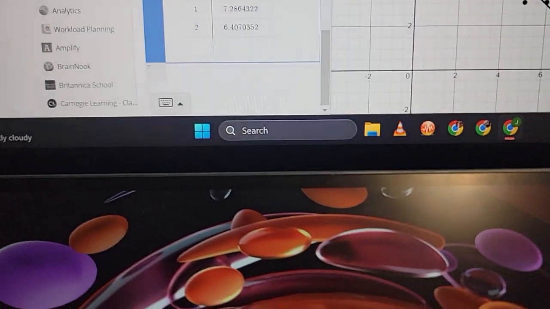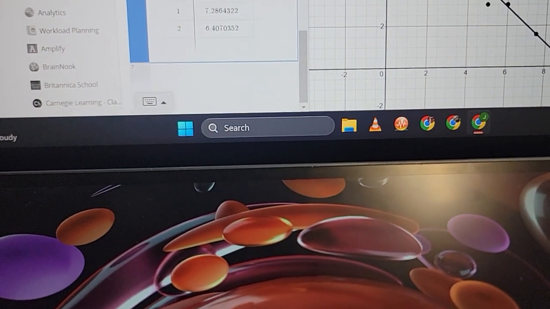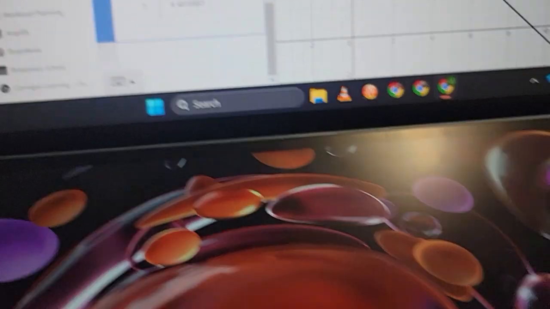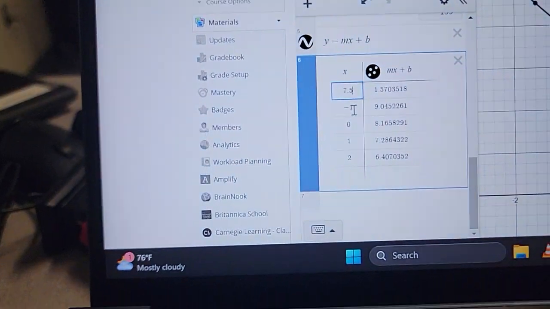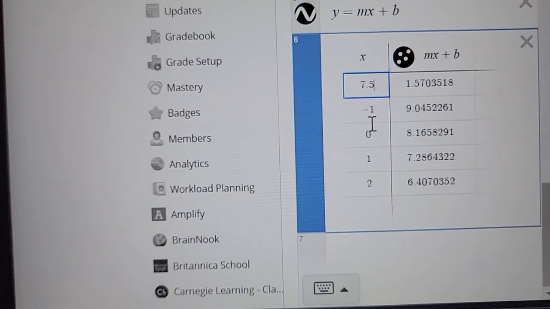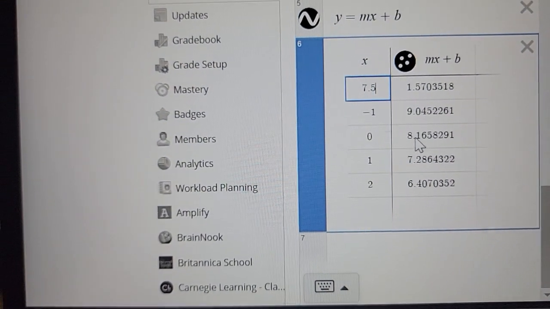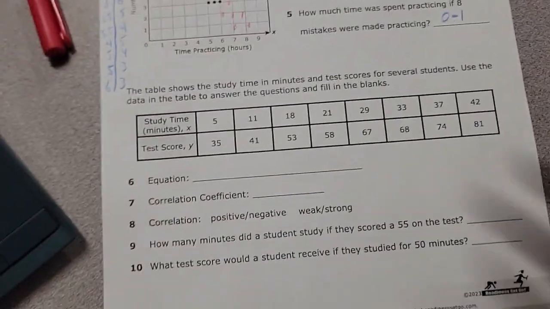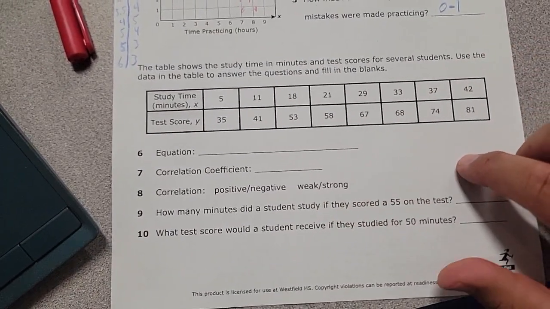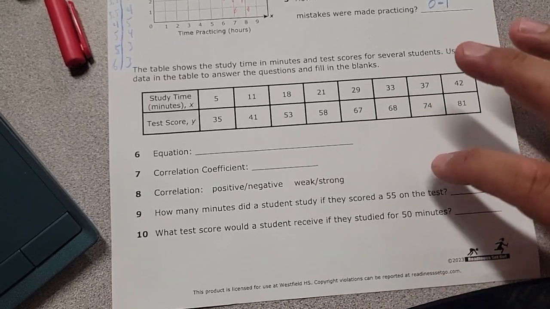And then how much time is spent practicing if you have 8 mistakes? Look, when I do 0 hours, I'm around 8 mistakes. So I'm going to leave it like around 0 and 1. That's good. So we're good there. And there you go. You're going to go ahead and do this one on your own, and then turn it in.